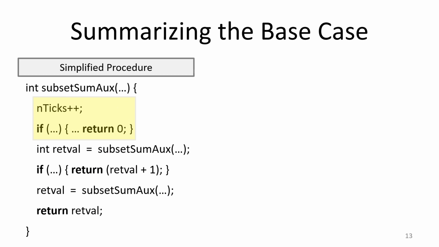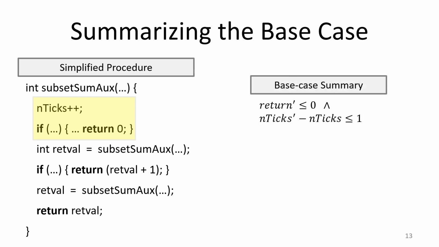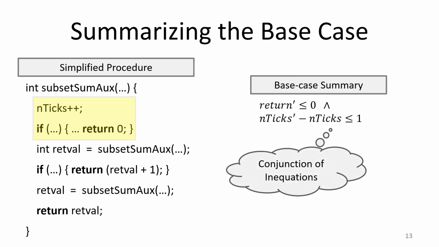The first goal of height-based recurrence analysis is to derive the procedure summary template. The first step towards that goal is to analyze the base case of the procedure. The base case, by definition, is free of recursive calls. Therefore, we can use existing intra-procedural analysis methods to produce a summary of the base case, like the one shown here. Moreover, we can produce a summary in a particular form, namely, a conjunction of inequations over prestate and poststate variables with a constant on the right-hand side.